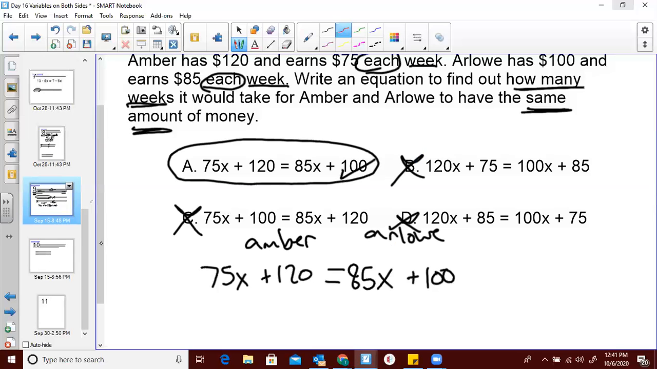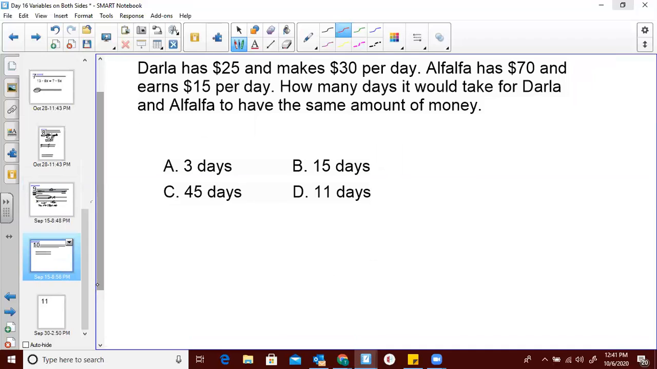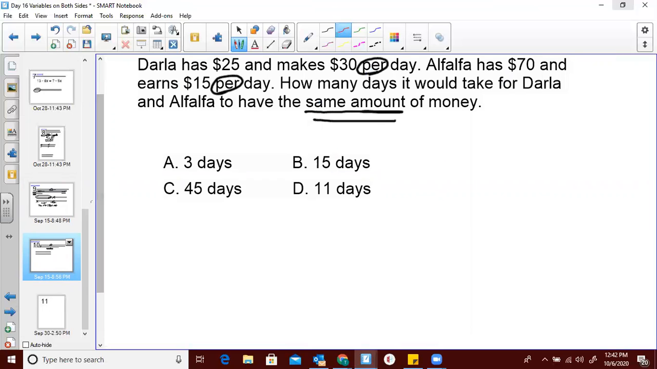All right, last but not least for the day, Darla has $25 and makes $30 per day. Alfalfa has $70, sorry, and earns $15 per day. How many days would it take for Darla and Alfalfa to have the same amount of money? Right, the same amount, equal amount of money. So over here, I'm going to put Darla, and over here, I'll put Alfalfa.